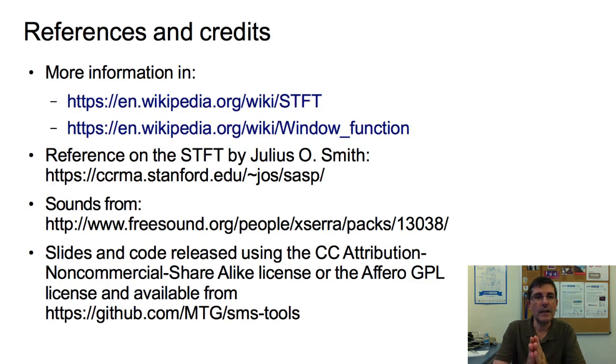Okay, so this is all, and there are a lot of references for the topics I covered, especially about windows. In Wikipedia, you can find quite a bit of information about the short time Fourier transform, about windows. Julius, in his website and his online books, discusses this quite a bit, so that's a very good reference. And the rest are the standard credits and references.